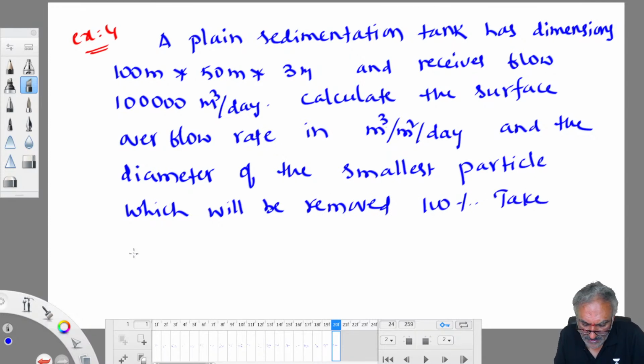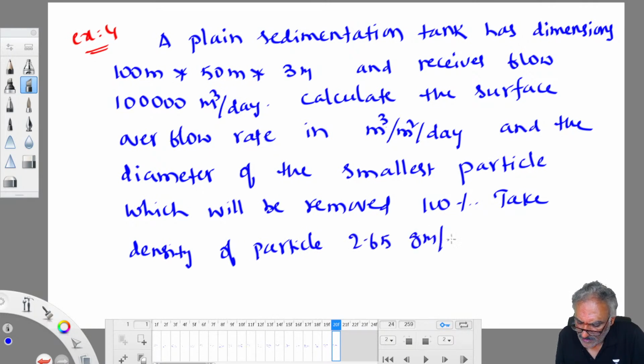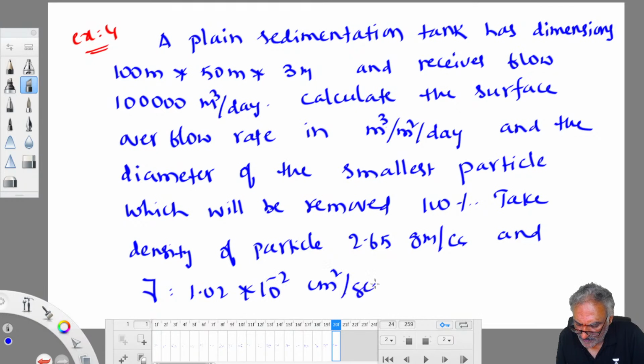Take density of particle 2.65 gram per cc and kinematic viscosity of water is 1.02 into 10 power minus 2 centimeters square per second. This is what is given in the question. Okay? So two things have been asked to find out. One is surface overflow rate in this unit system. Second one is the diameter of the particle that is 100% removed. And he has given this information.